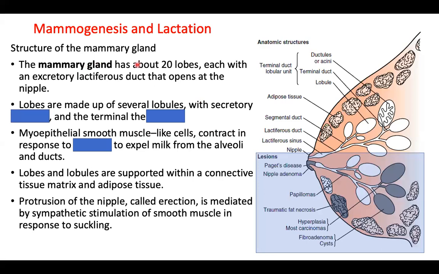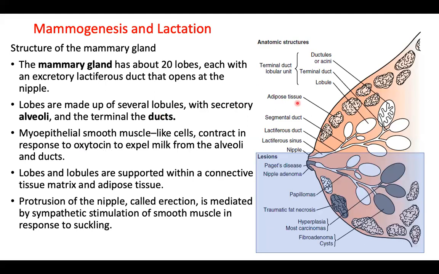Okay, we talked about this. The mammary gland has about 20 lobes, and each of the lobes has lobules. What is the secretory unit of the lobule called? That grape-like thing. Alveoli. And where does that drain into? What do you call the thing that it drains into, the milk? Ducts. Good. Okay, remember I told you the myoepithelial cells, they contract in response to what hormone to expel milk? Oxytocin. Good.